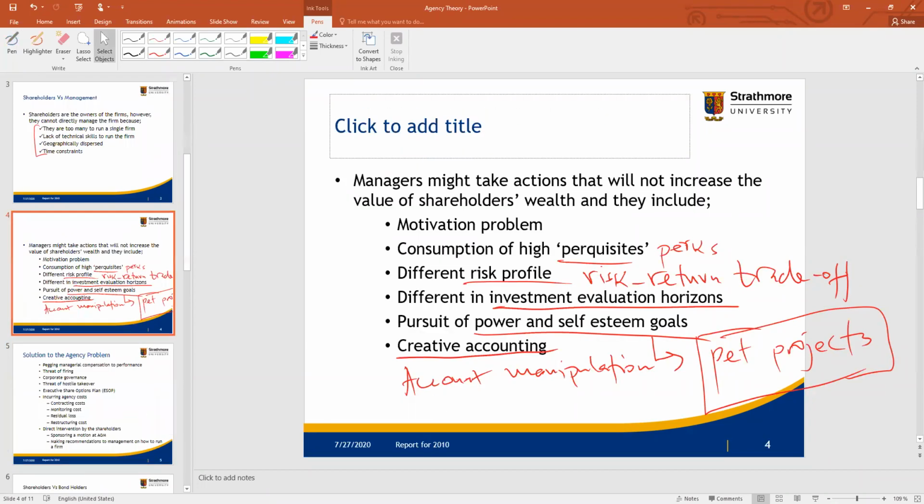Yes, Sharon. Kindly repeat the point on the difference in investment evaluation horizon.